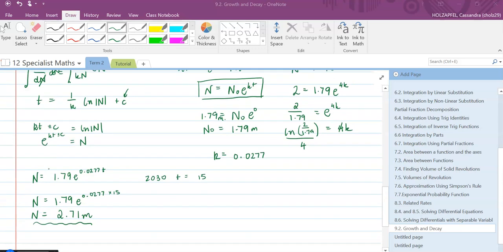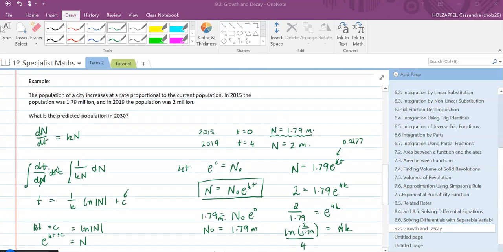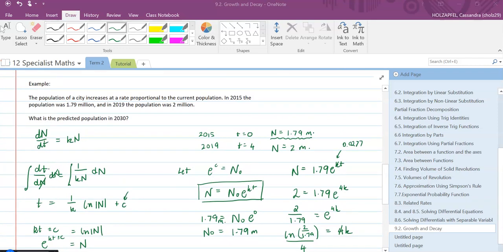Now let's go back to this original question. Does 2.71 million seem like a reasonable number of people? Well, given that in 2015 the original number was 1.79 million, we had a small jump 4 years later to about 2 million. And so in about another 15 years, yes, it seems pretty reasonable to me that the population would jump up to about 2.7 million. So that's an example of a growth model that uses differential equations.